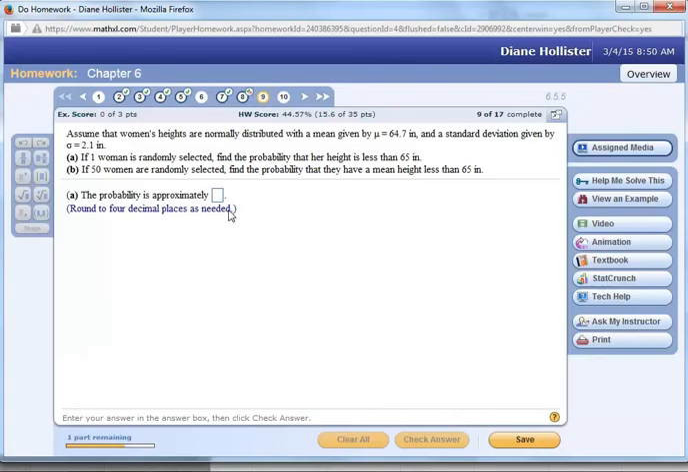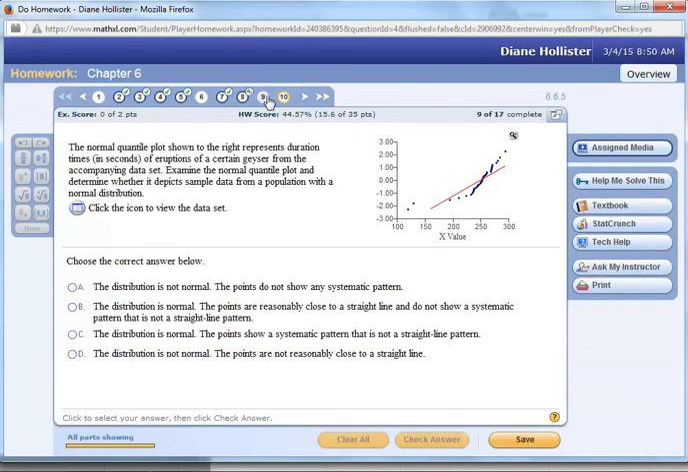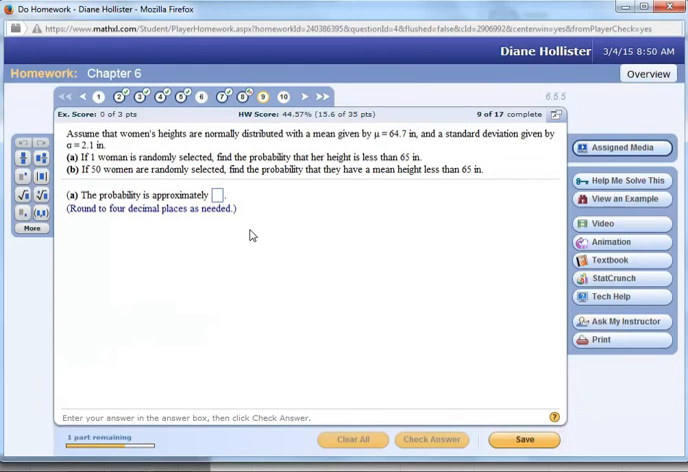So let's go back to this problem and take a look at it. On number 9, this one is actually about women's heights, and it says that the mean is 64.7 and the standard deviation is 2.1. And we want to find the chance that if you pick one woman, she'd be less than 65 inches tall.